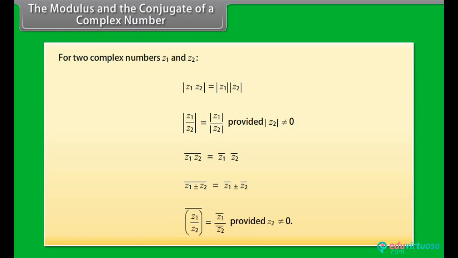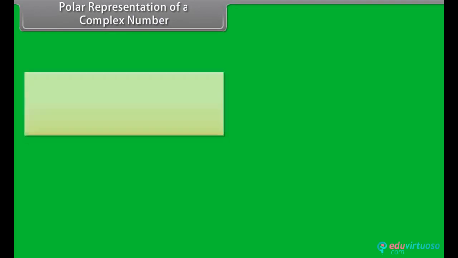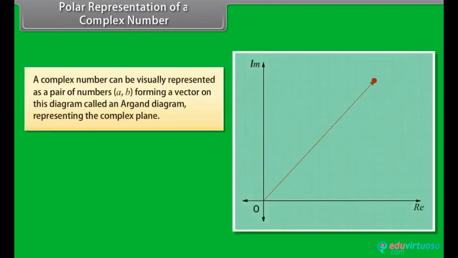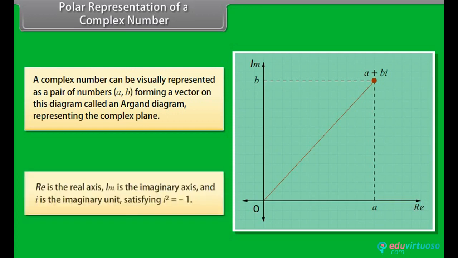Polar representation of a complex number. A complex number can be visually represented as a pair of numbers (a, b), forming a vector on this diagram called the Argand diagram, representing the complex plane. RE is the real axis, IM is the imaginary axis, and iota is the imaginary unit, satisfying iota square is equal to -1.